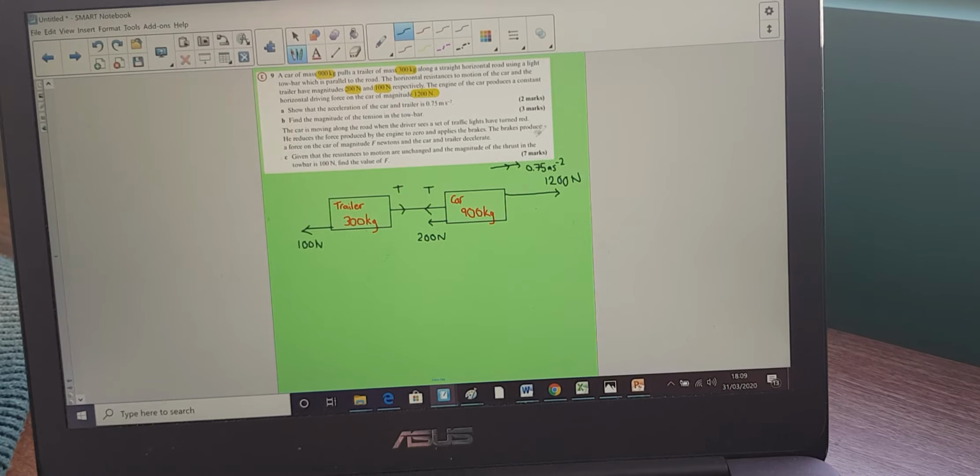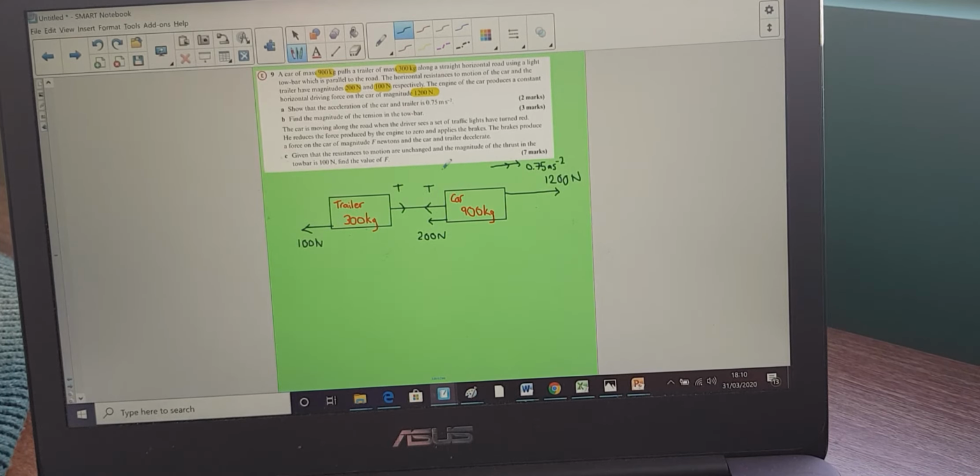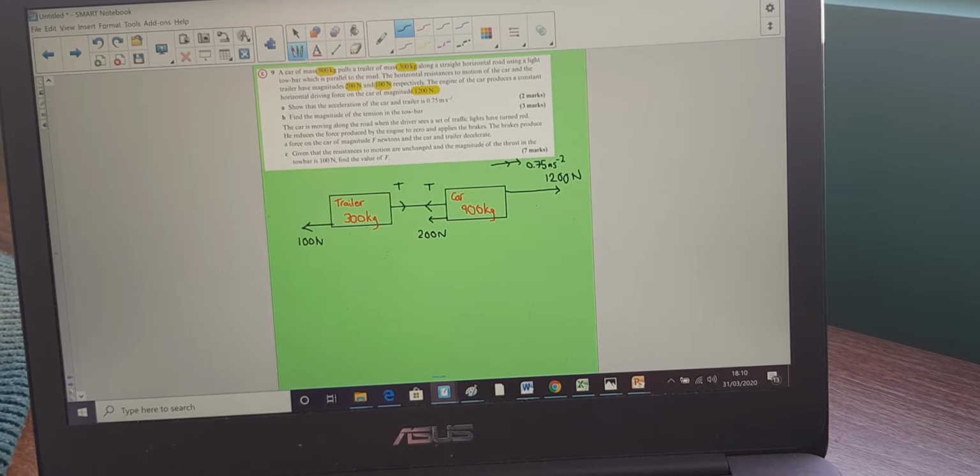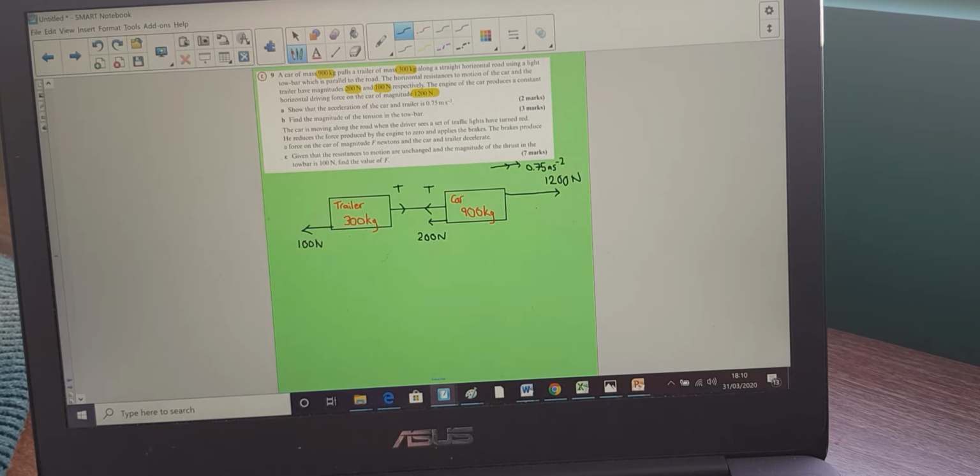Now, if I looked at the whole system, as we discussed a second ago, it wouldn't help me because the tension in the bar, when I resolve the forces for the whole system, would go. So I need to consider just either the car or the trailer. What I'm going to show you now is it doesn't matter which one we use. So let's just look at the car.